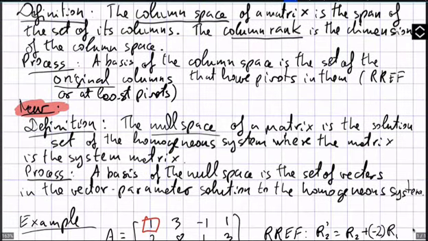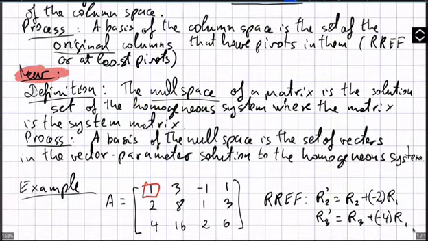So a new definition that we haven't looked at before is the definition of a null space of a matrix, which is the solution set of the homogeneous system where the matrix is the system matrix. And we mentioned before that the solution set actually is a subspace in a given vector space, and we will call this subspace a null space. It's important that we have homogeneous systems for the null space. So the way we find a basis for the null space is that this will be the set of vectors in the vector parameter solution to the homogeneous system.